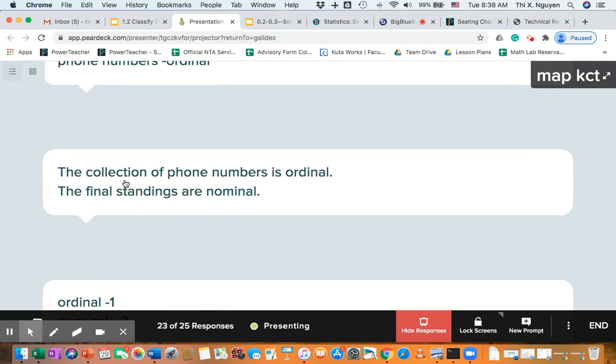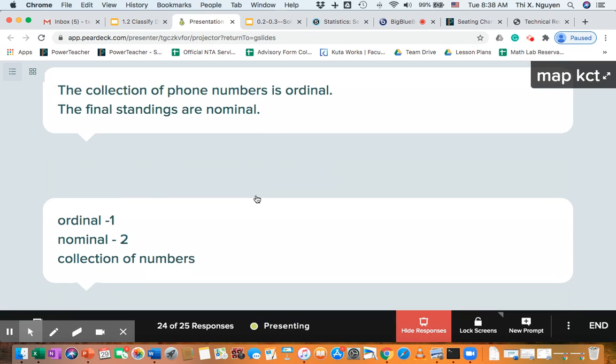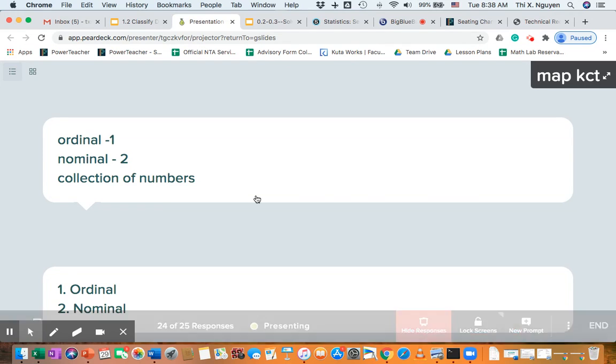So over here, I have this person right here. It's a collection of phone number is ordinal. Not true. Okay. Collection of phone number is just a nominal actually. So you have a switch. Final standing a nominal. That is not true. So for this person, the answer for this is not correct. If you have a switch. Okay. Collection of numbers.